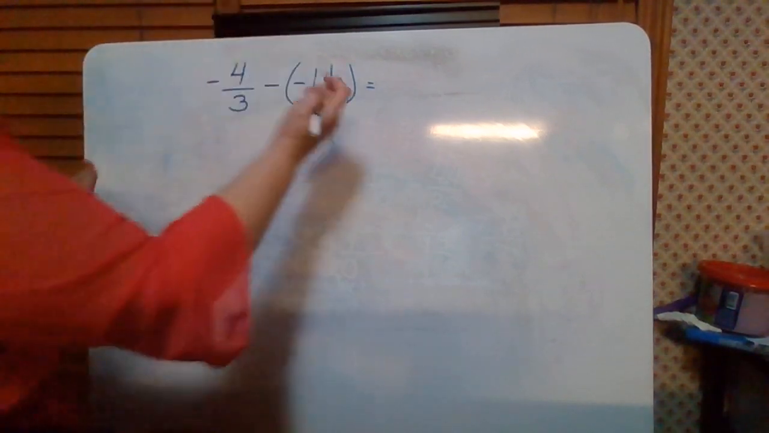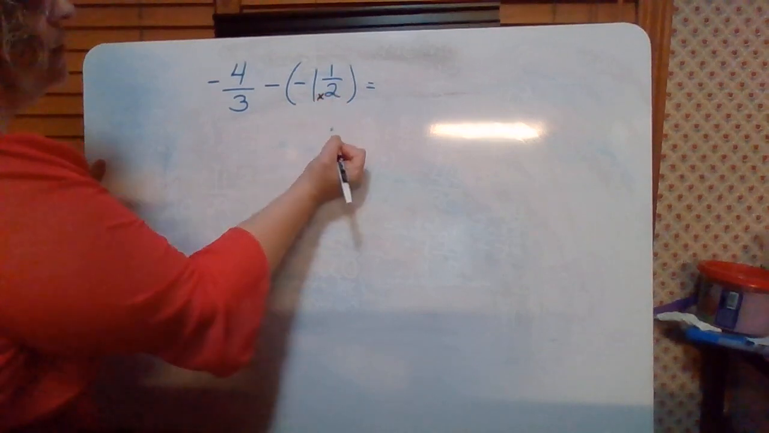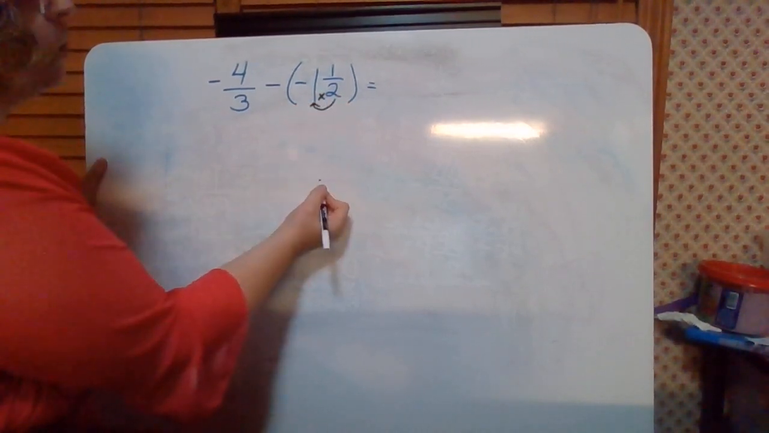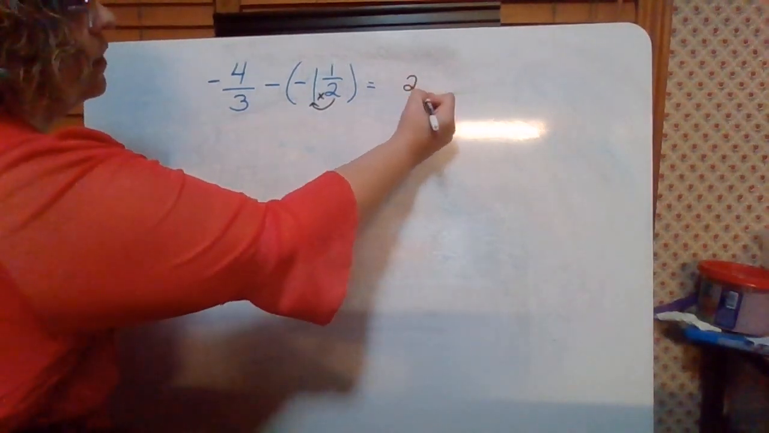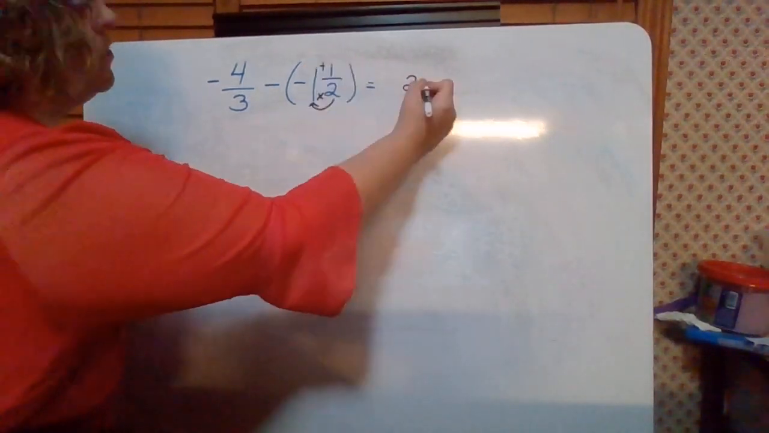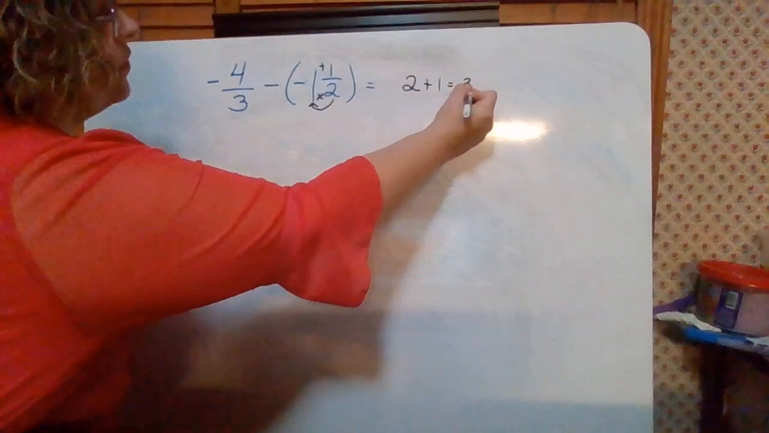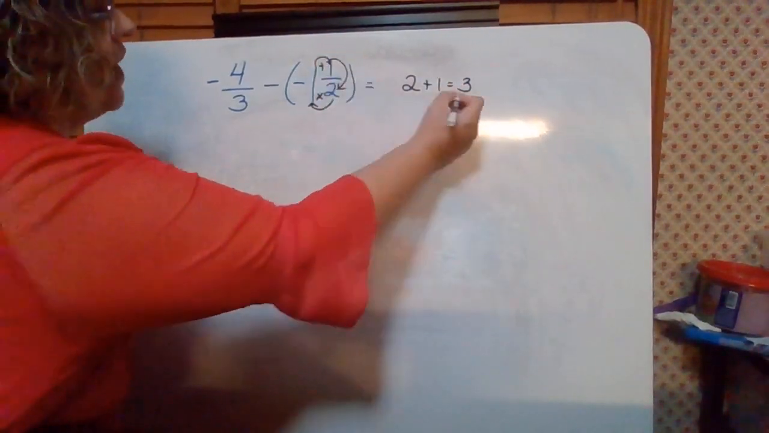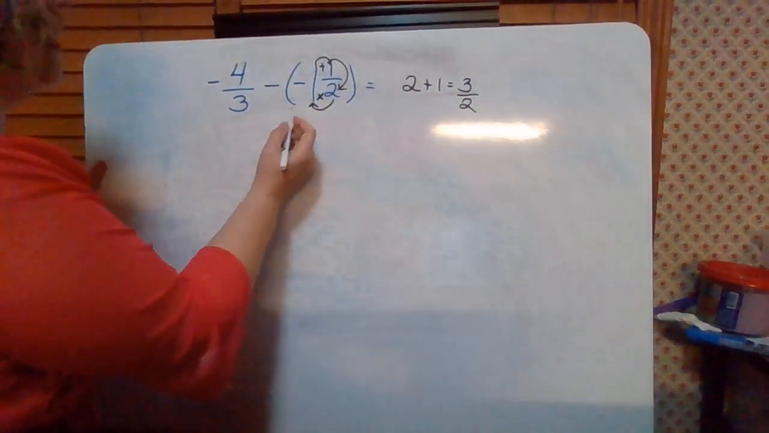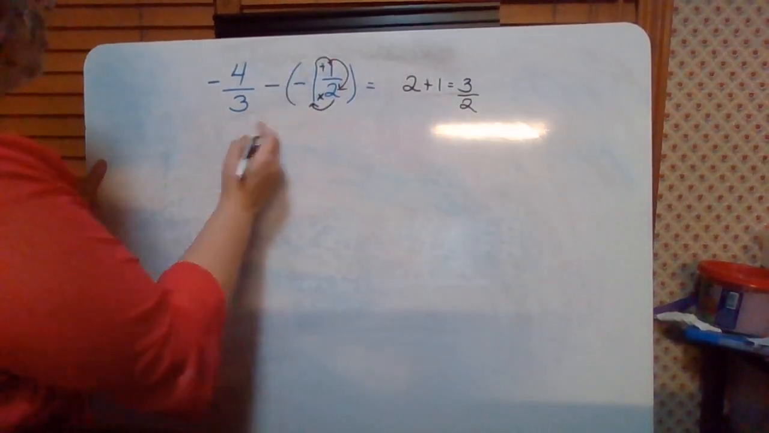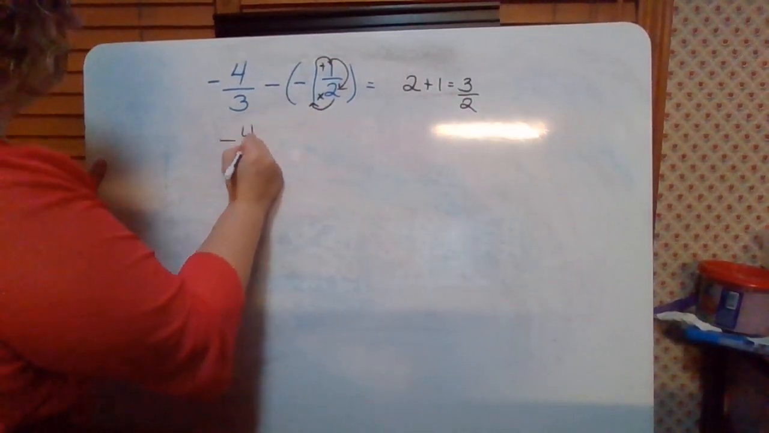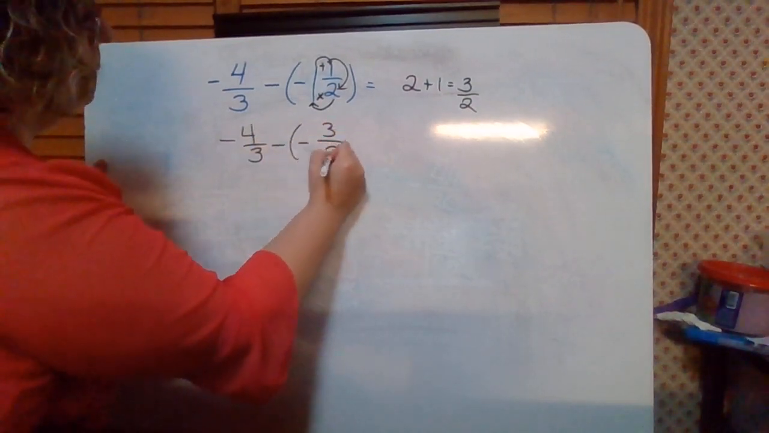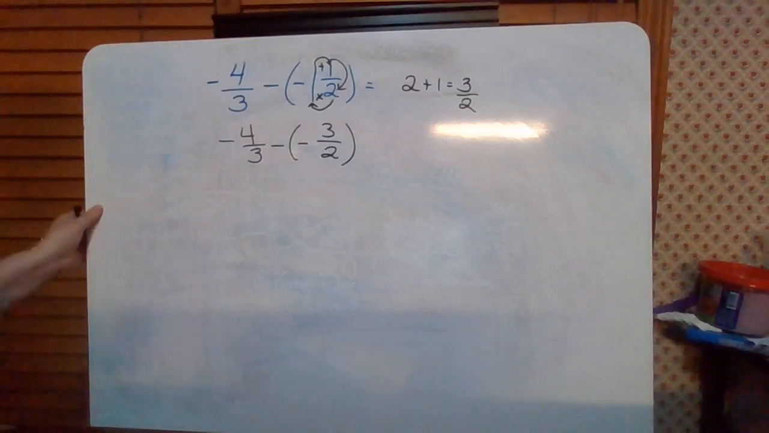Remember, we're going to multiply here. So 2 times 1 is 2, plus 1 is 3, and then all over that 2. But now don't forget, we've got to deal with this. So right now, this is what we've got.